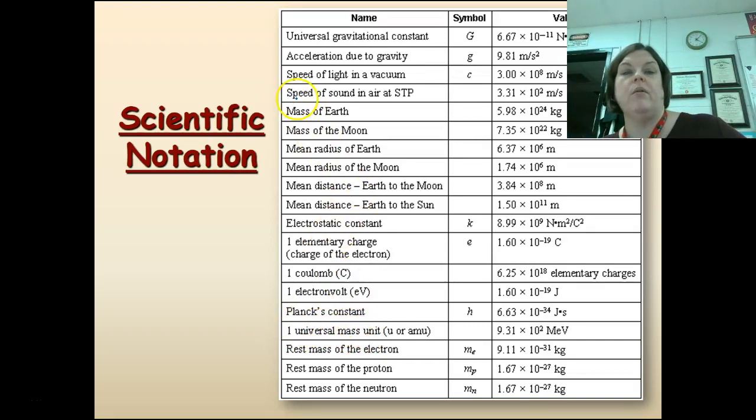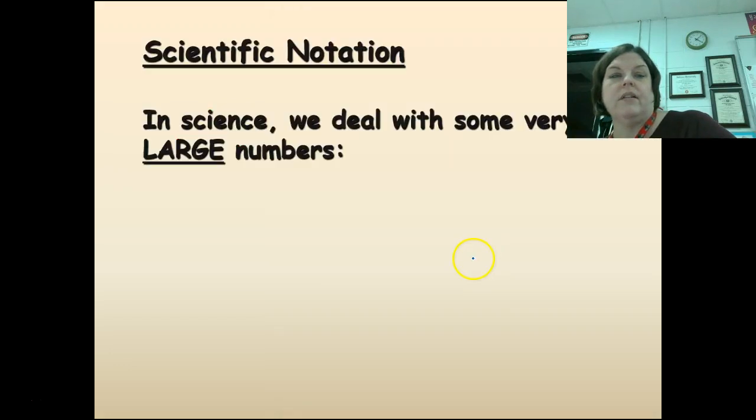You'll notice that these numbers are all in scientific notation. You can see the notation right over here. This is the form of scientific notation. These are very large or very small numbers that we tend to use a lot in science class. And when they're seen normally, they look very different. So let's look at that.